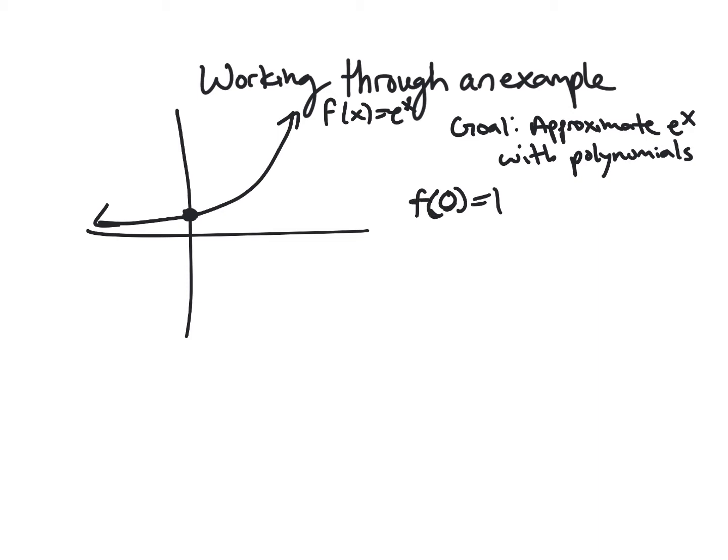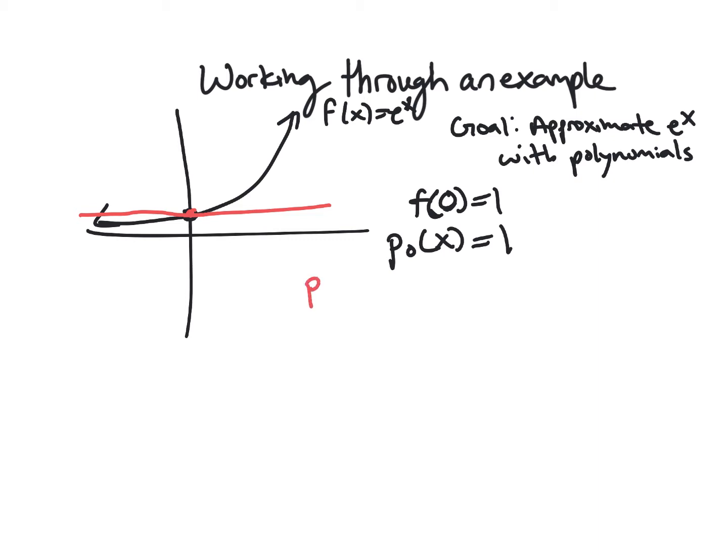If I'm looking for a 0th degree polynomial, which I'll call p0 of x, that needs to match this, well, 0 degree means it's just constant. And so it'd just be y equals 1. This is clearly a terrible approximation, but it's most definitely accurate at the point 0, 1. So what's my next step?